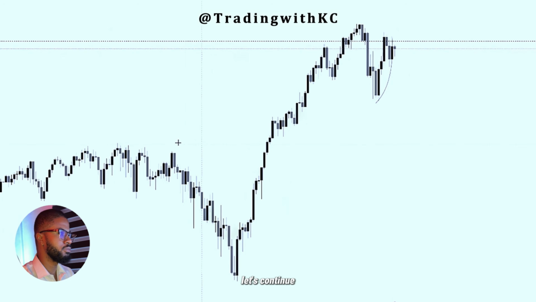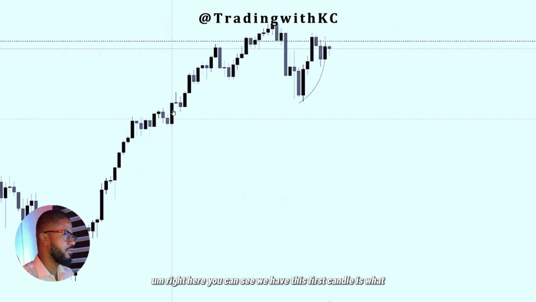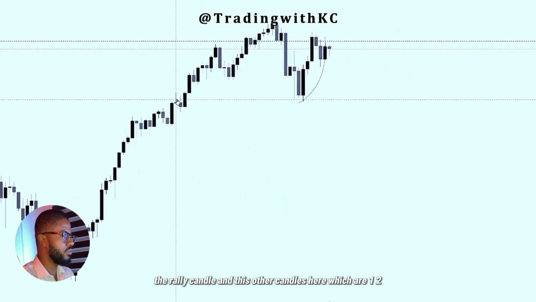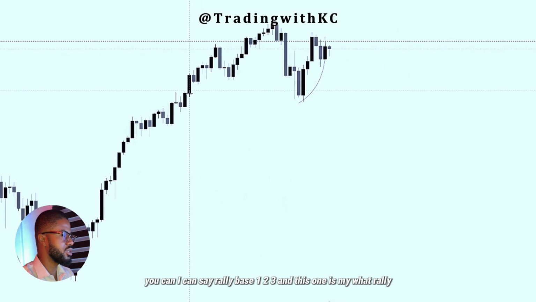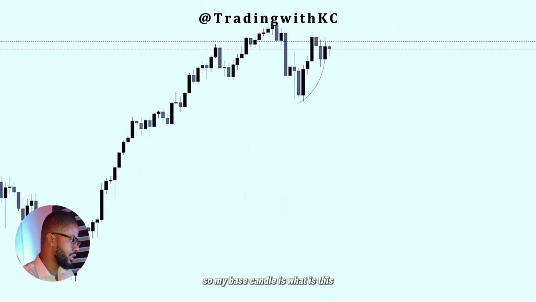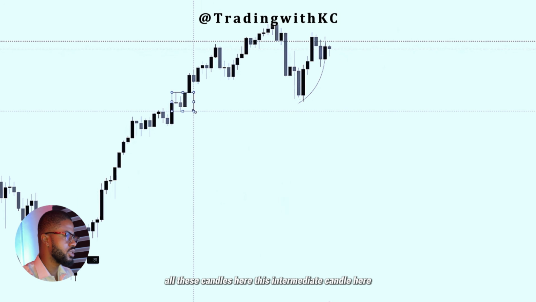So let's continue. Right here, you can see this first candle is what? The rally candle, and these other candles here, 1, 2, they are what? They are your base. Okay, I can say rally base 1, 2, 3, and this one is my what? Rally. So my base candle is what? Is it all these candles here?